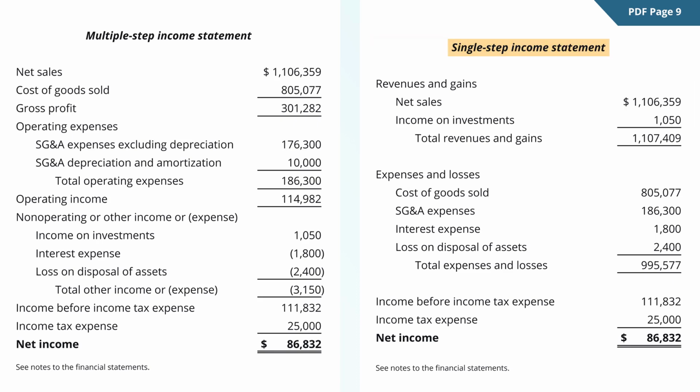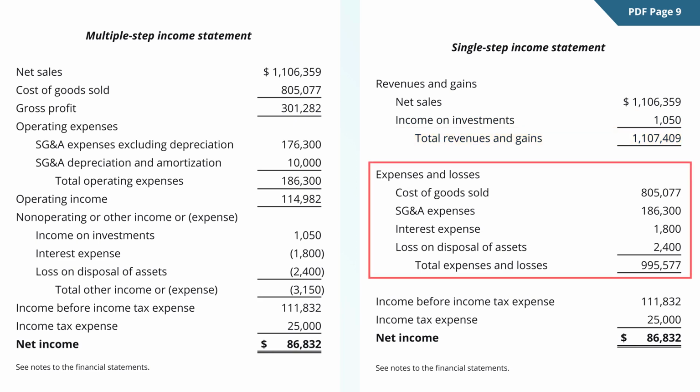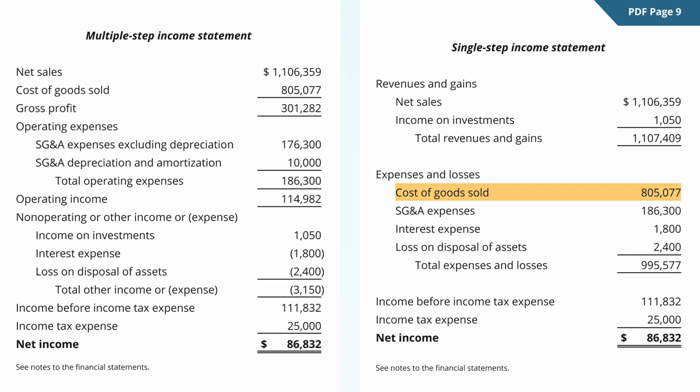The single step statement on the right has us report the operating revenues, like sales, along with the non-operating items, such as gains. So as you can see there, we've combined net sales with income from investments and came up with a total of revenues and gains. We're not segregating like we did on the multiple step. And then look at the expenses and losses. We've got the operating expense, cost of goods sold, the SG&A, which is operating, but then we also listed the non-operating interest expense and the loss on the disposal.